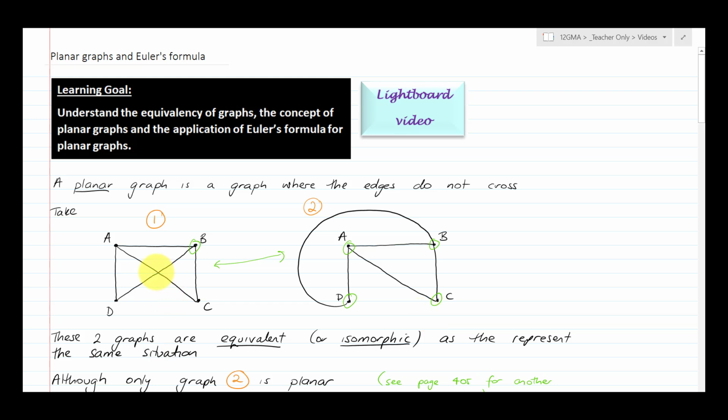But this one has two edges that cross over each other when they shouldn't. The only time this kind of diagram should occur is if there's another vertex there, but there's not. So this is not a planar graph, and we'll be using planar graphs for some things later on. So we need to be able to draw them. And the easy way here, what we've done is we've taken the edge BD, and we've just moved it over the top of A. So it goes like this, and you can see that we've got the same diagram as over there. And that just means that we don't have that crossover.